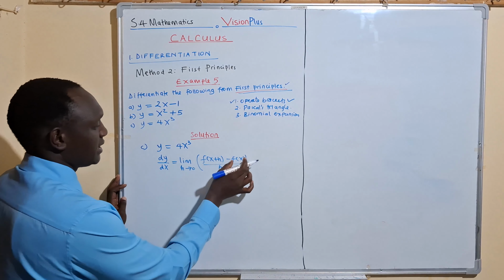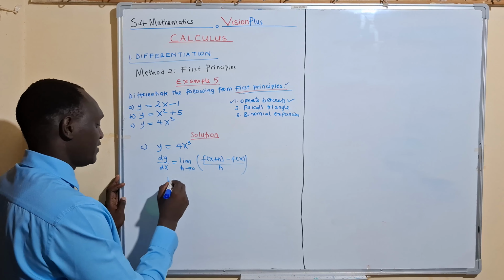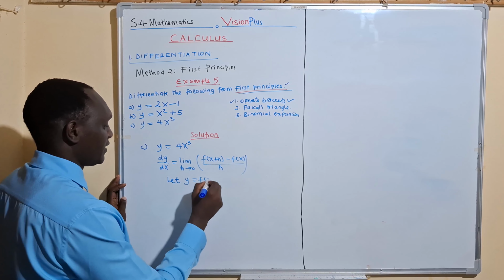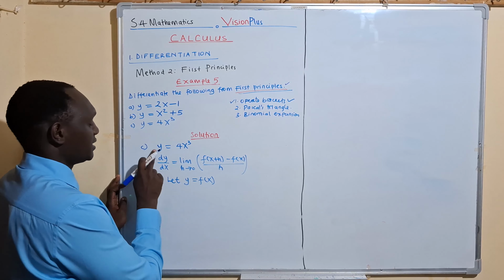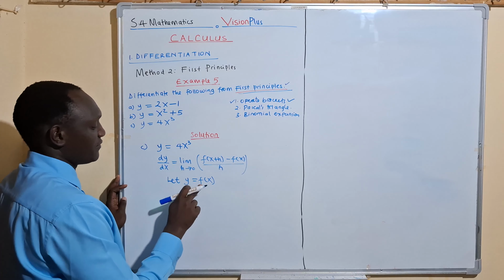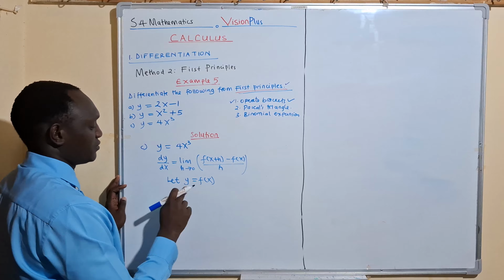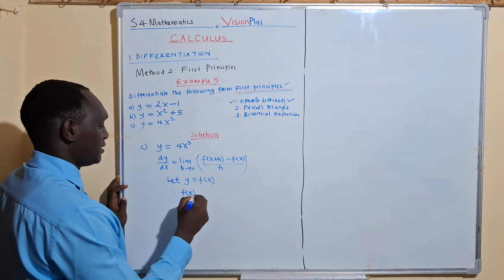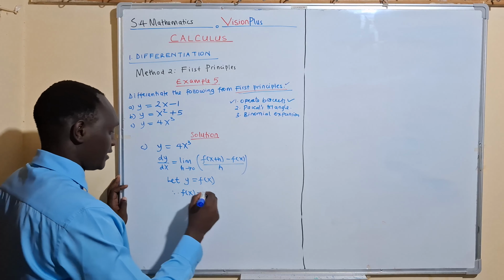Now we need to get f of x. So we simply say for f of x, we let y be the function f of x. Why? Because the function y is defined in terms of x. So we are saying we have a function in terms of x, which is y. Therefore, our f of x becomes 4x cubed.